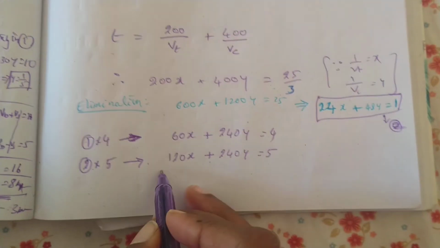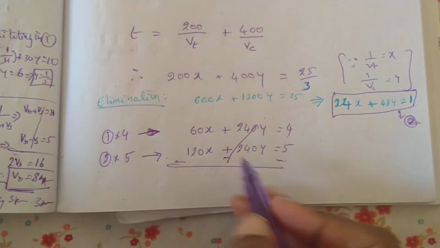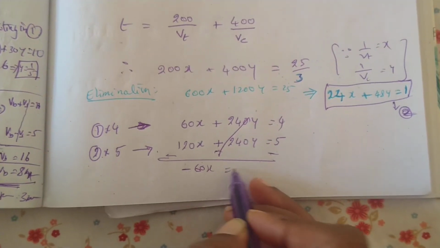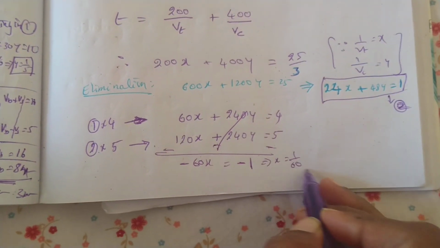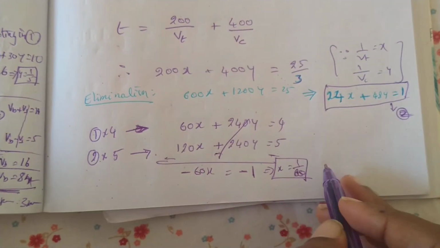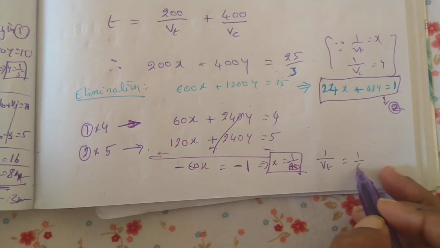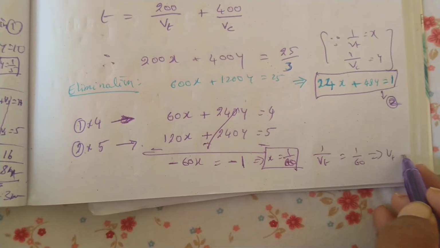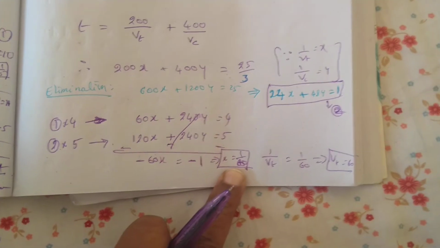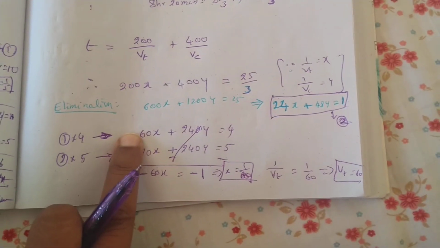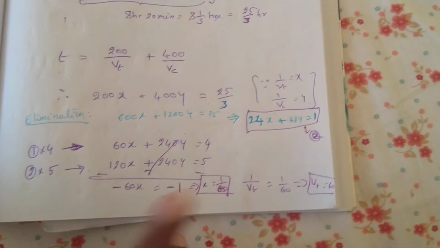So what's the next step? Subtraction should take place. y is eliminated. So minus 60x is equal to minus 1, which implies x is equal to 1 by 60. So you got x is equal to 1 by 60. What is that? 1 by Vt is equal to 1 by 60, which implies Vt is equal to 60 kilometers per hour. Now substitute this in the equation and then find out y, right? And that y will give you the velocity of the car.